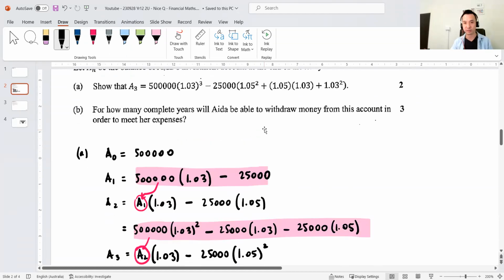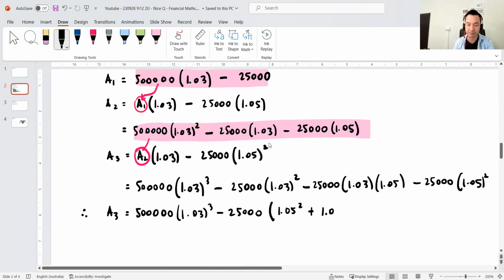And how did I express it? Because I'm just going to copy and paste. Okay, 1.05 bracket 1.03 plus 1.03 squared. Now, we've got that's part A, right?